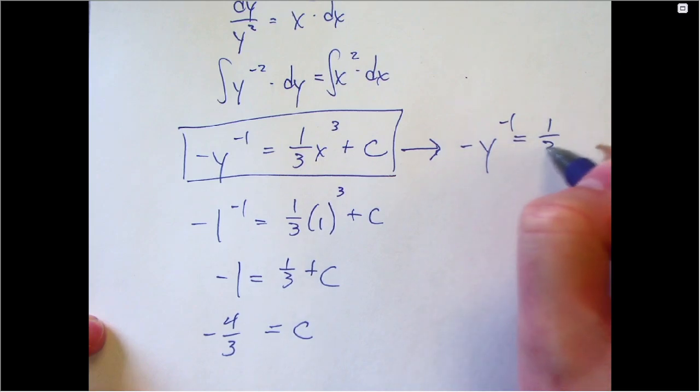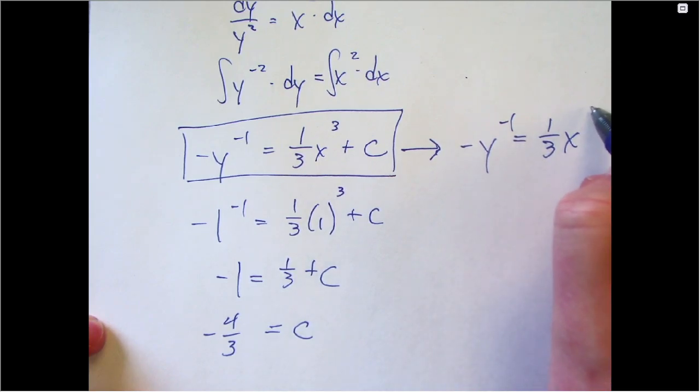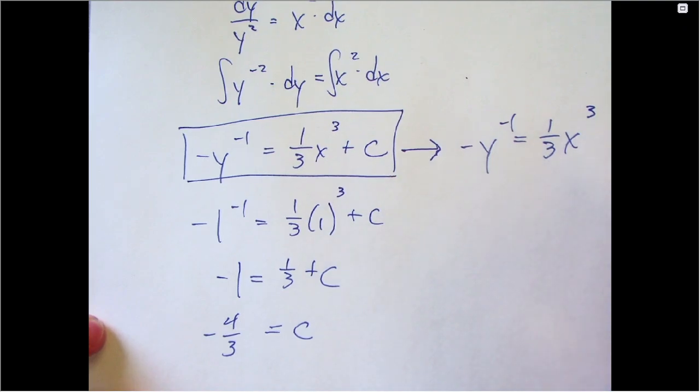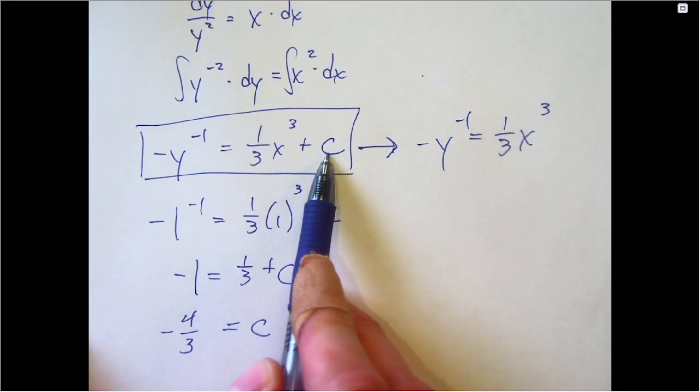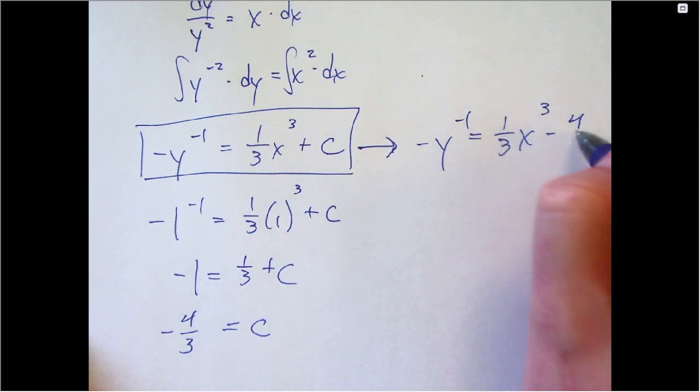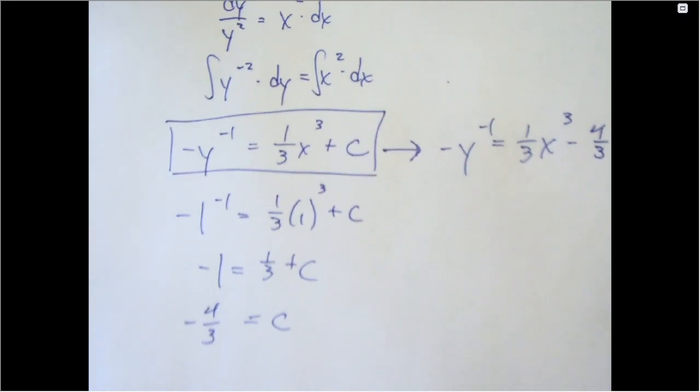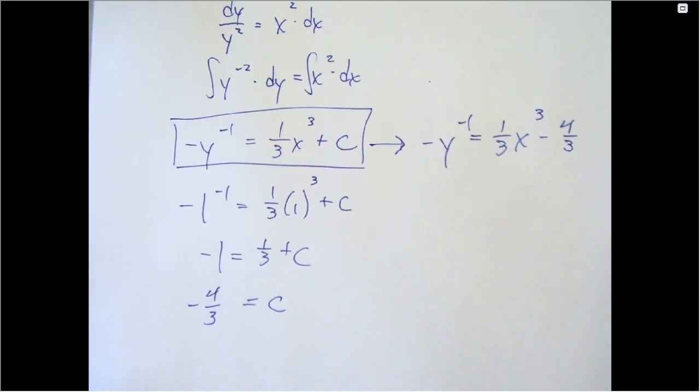I go back to my general solution, but I know what c is now, I'm smarter now. So I'll put the minus 4/3 there. So I found c, what's the other thing I have to do? Solve for y. Again, order doesn't matter. Maybe we'll just do this one again. I want to do it twice and show you both ways.